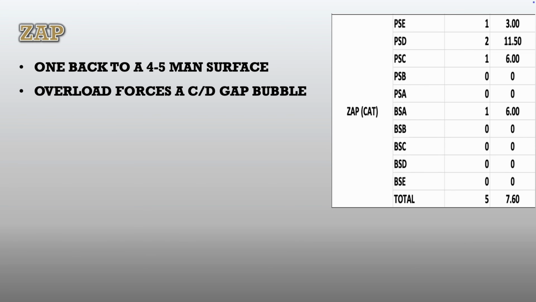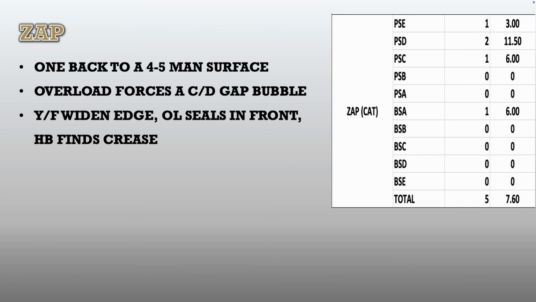Next up, we've got Zap. And Zap is a 1-back outside zone to a 4 or 5-man surface. So we've got a tight end, wing, and maybe another wing outside of the first one. And what this does is it is going to force a bubble in either the C or D gap. Different fronts might align to it different ways, but generally there's going to be a bubble in one of those 2 locations nearly any time that you are in, especially a 4-man surface, a tight end wing.